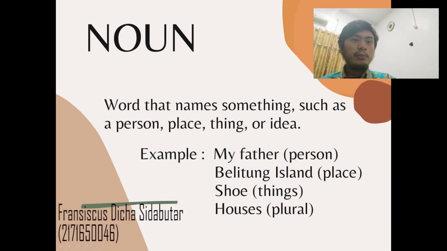Nouns are words that name something, such as a person, place, thing, or idea. The example is my father. It's known as person. Belitung Island is known as place, and zoo is known as things.